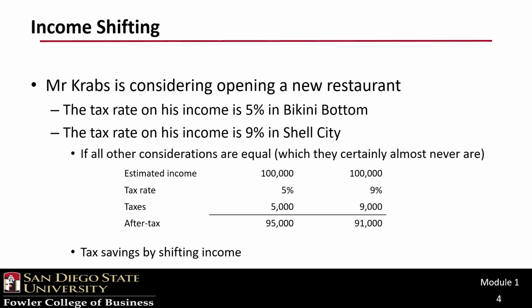for a moment hypothetically. Estimated income of $100,000, tax rate of 5% versus 9%, taxes of $5,000 versus $9,000. After tax, Mr. Krabs clearly ends up with more if he opens his restaurant in Bikini Bottom because they have a lower tax rate. That's a classic case of tax shifting by shifting income. Simply choosing to shift your income over towards the lower tax jurisdiction.